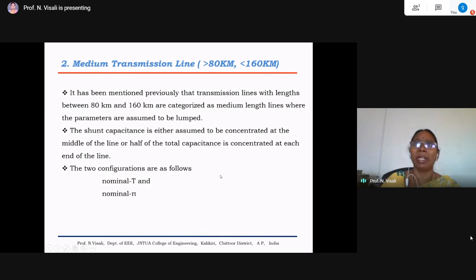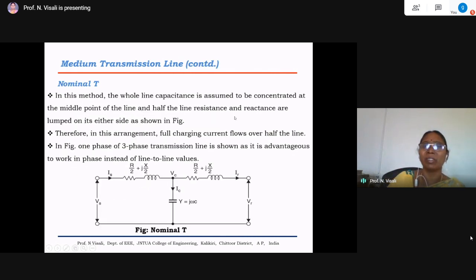So they have taken it as a nominal pi. In the nominal T method, the whole line capacitance is assumed to be concentrated at the middle point of the line, and half of the line resistance and reactance are lumped at either side of it. So because of this middle capacitance, the resistance and reactance will be connected half at one end and half at the other end. This type of connection is known as the nominal T connection.